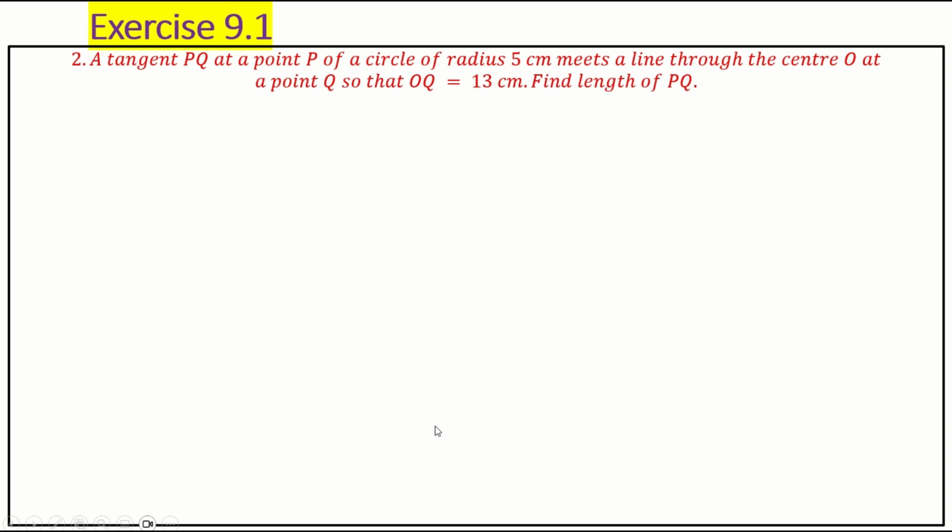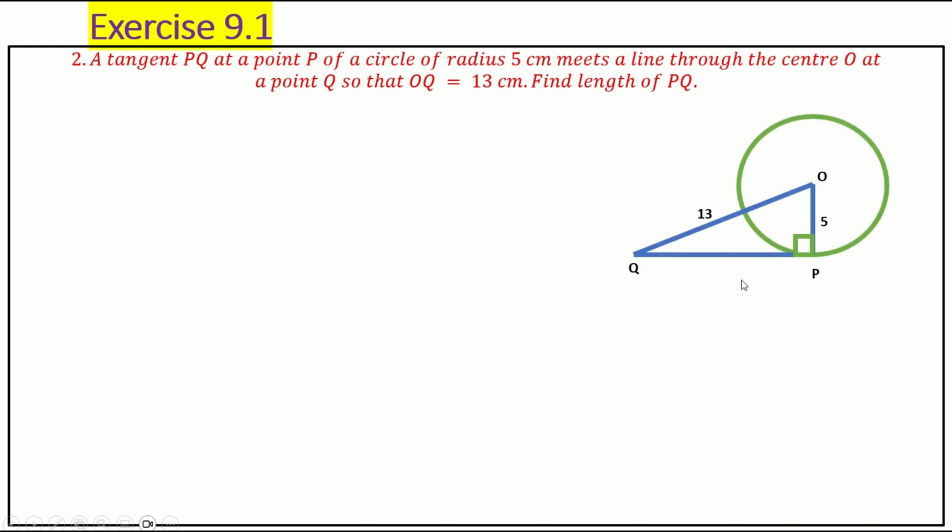A tangent PQ at a point P of a circle of radius 5 centimeters meets the line through the center O at a point Q, so that OQ equals 13 centimeters. Find the length PQ. Draw the picture correctly. You have a circle with center O. There is a tangent PQ, tangent at P on the circle. It is given that OQ equals 13, and OP is the radius of the circle, which is 5 centimeters. So they are asking what is the value of PQ.